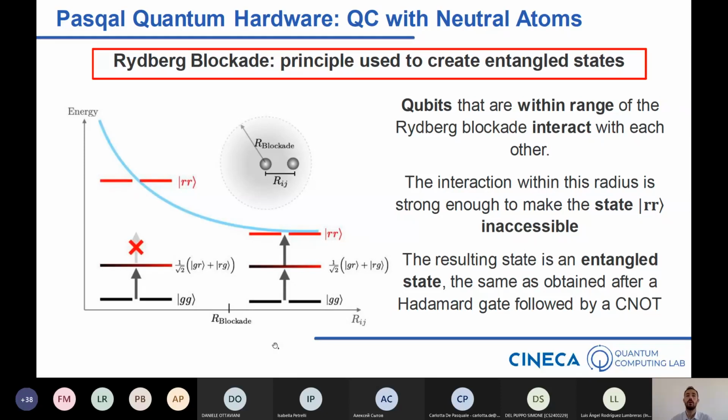If the two atoms are in the ground state and they are far apart, and you shine some laser to excite them, you obtain a transition from the ground to the RR state. That's when the two atoms are far from each other, which means they do not interact, and you shine a laser on them, they get excited in a classical way.